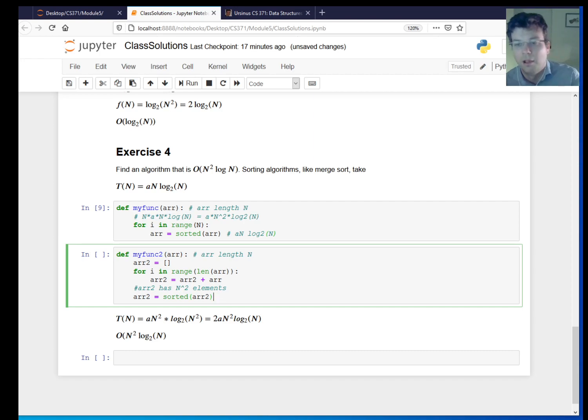All right, so those are the answers to the exercises. Now we'll move on to a new concept.